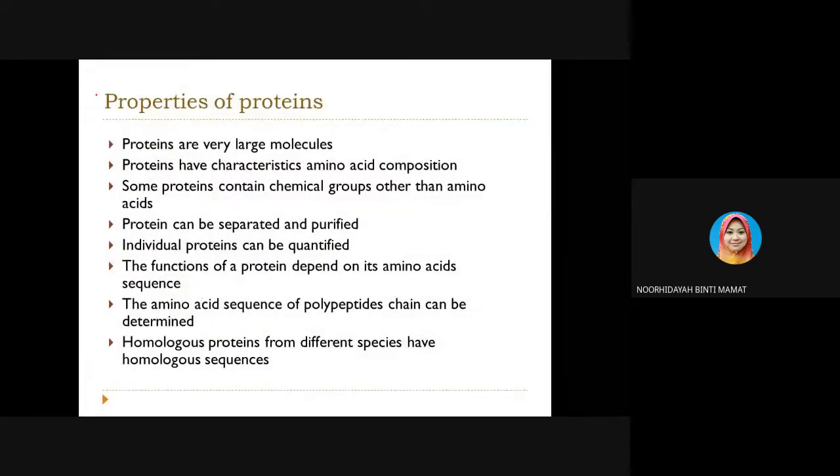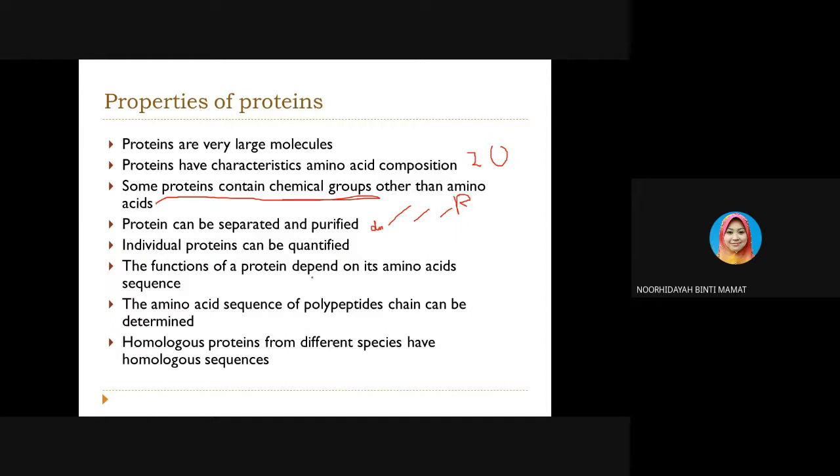So we move to the properties of protein. Proteins are very large molecules. Proteins have characteristic amino acid compositions; we have 20 amino acids needed in our body. Some proteins contain chemical groups other than amino acids, so we have the R group, or the functional groups. Proteins can be separated and purified. We call this denaturation, which can be affected by heat, acid, alcohol, and so on.